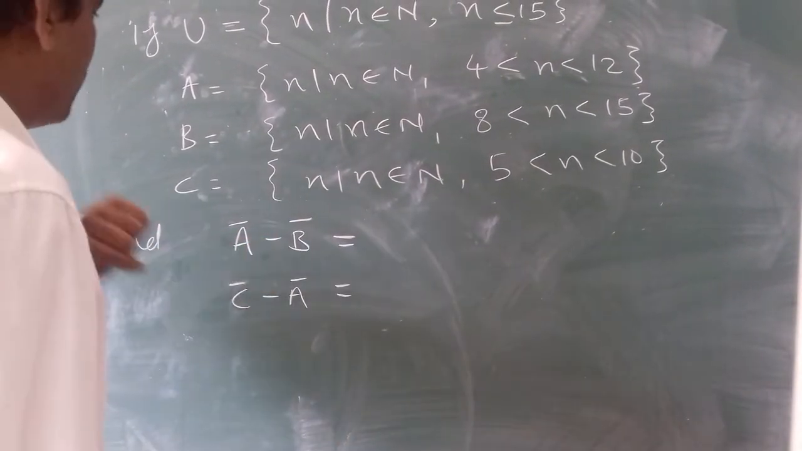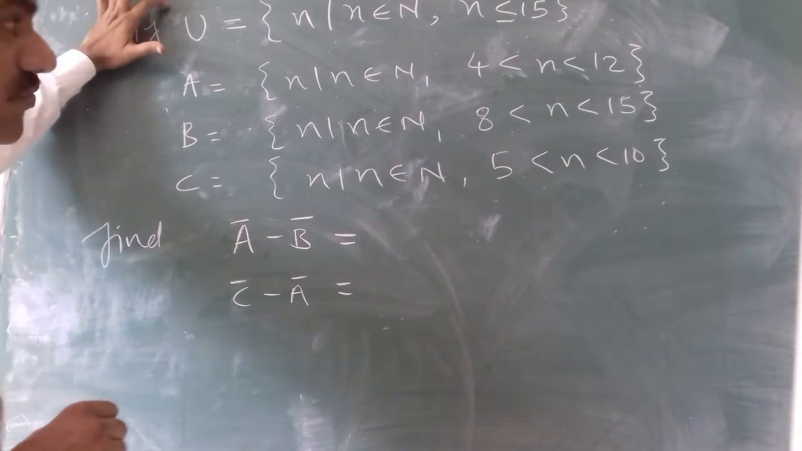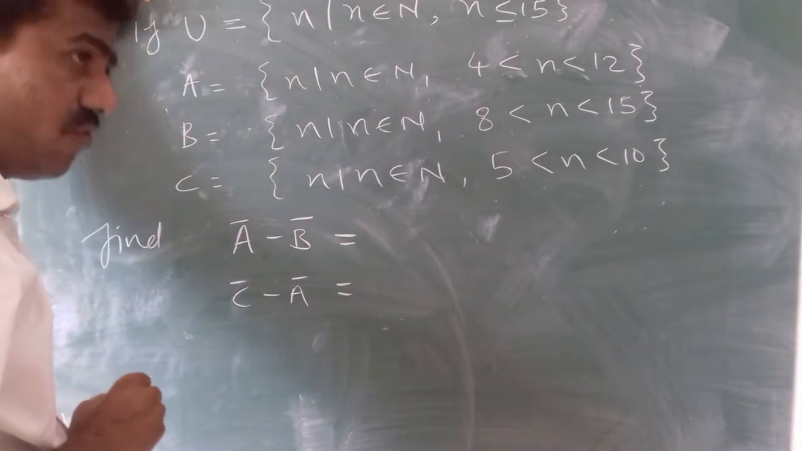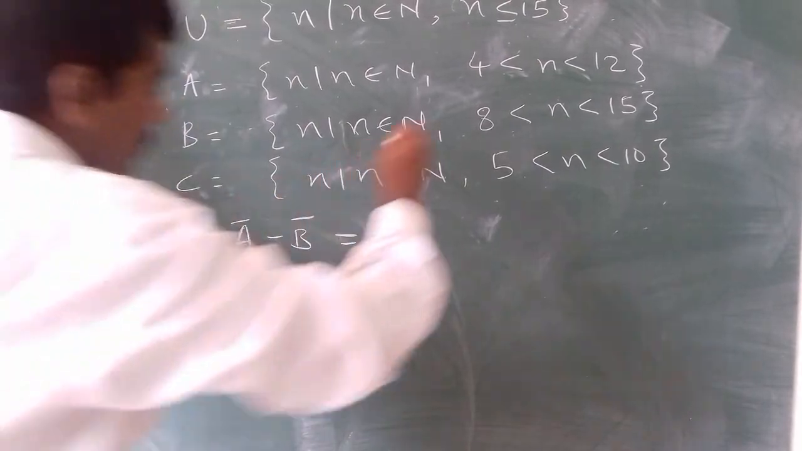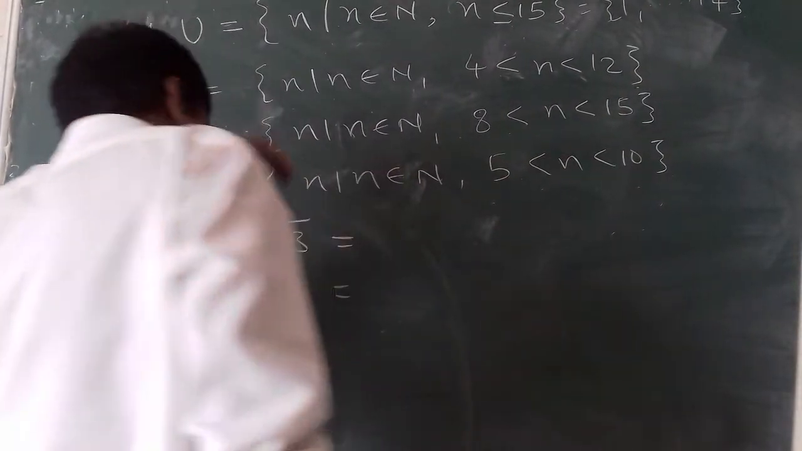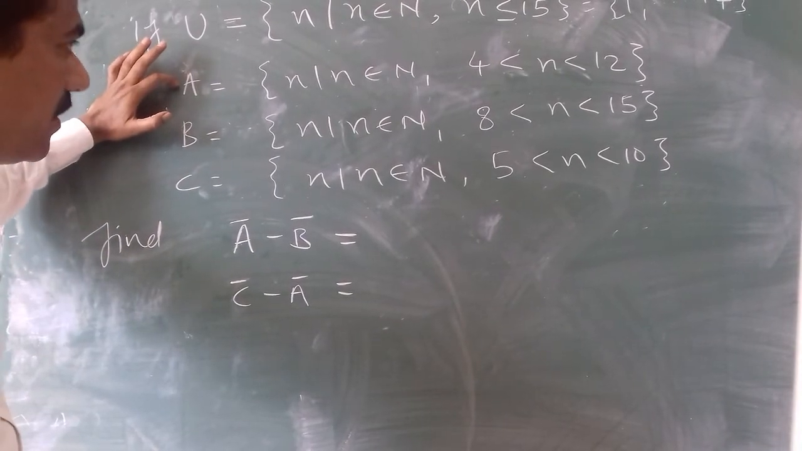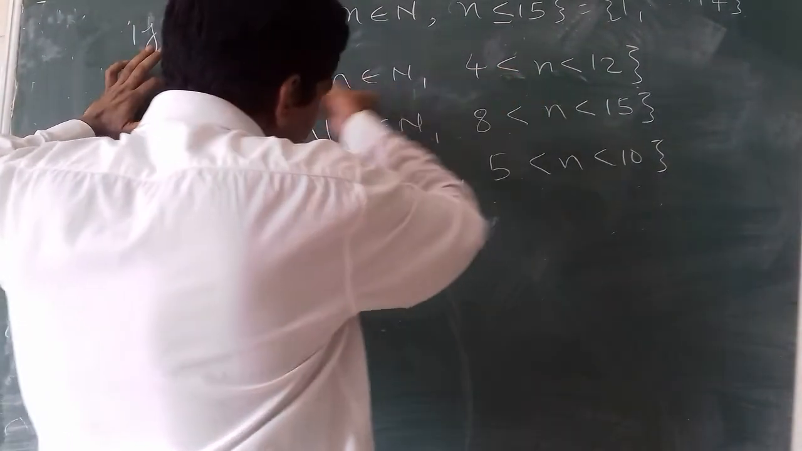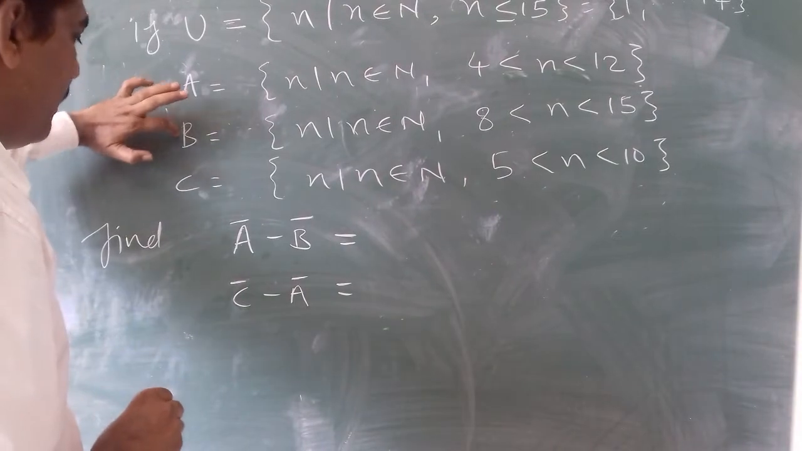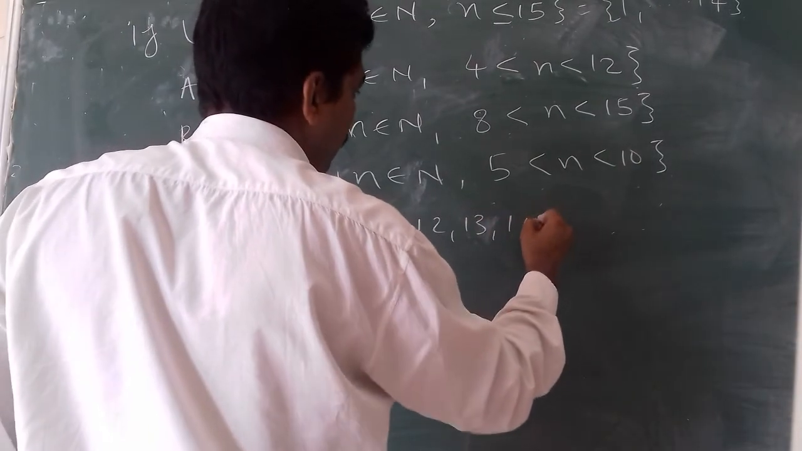So first, A complement minus B complement. For taking the complement we need to consider our universal set. And the universal set is what? That is n less than or equal to 15. The natural set starts with 1, so it contains 1 to 14. So this universal set will contain 1 to 14 elements. Okay. So the answer for this A complement will be 1 to 4 and 12, 13 and 14. Likewise for B complement, and we'll take the difference. The result will be 12, 13 and 14.